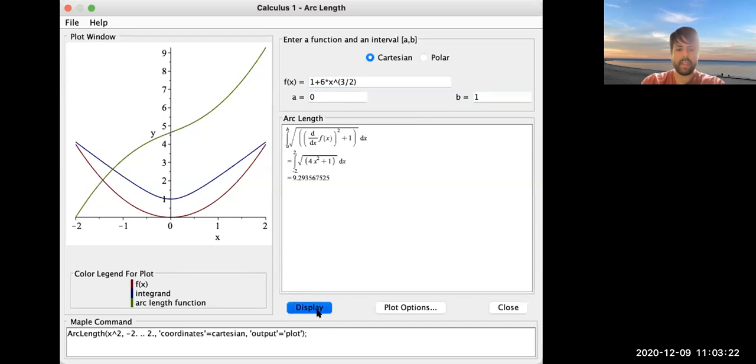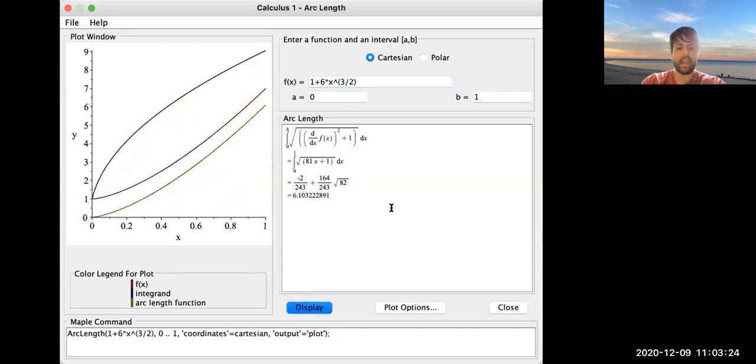And then if I display it, I get exactly the function that I would get, right? The integral that I got, 0 to 1, square root of 81x. And this is kind of similar to what we got. Of course, they don't have it factored. We have it factored completely. And the answer is indeed 6.103222891.